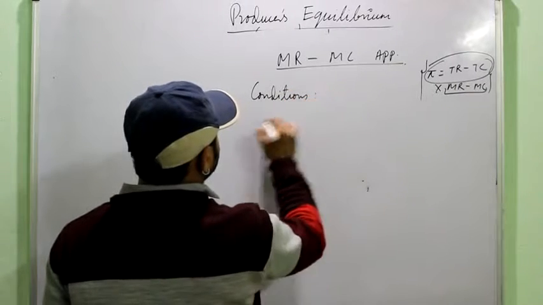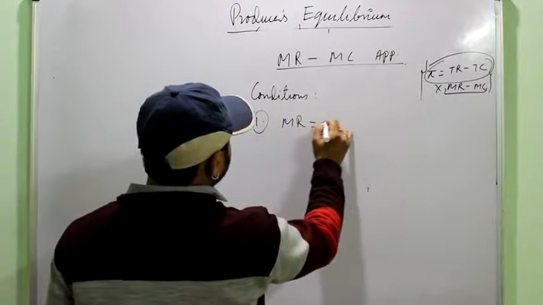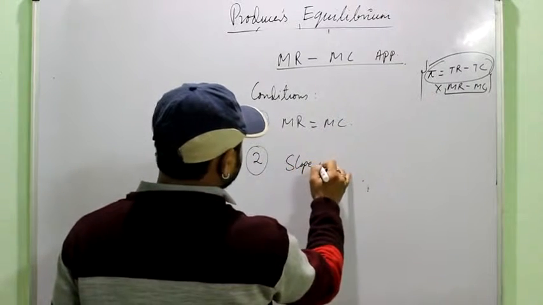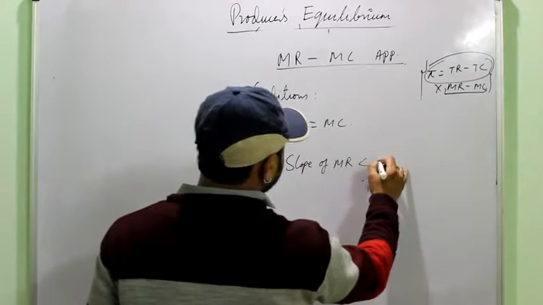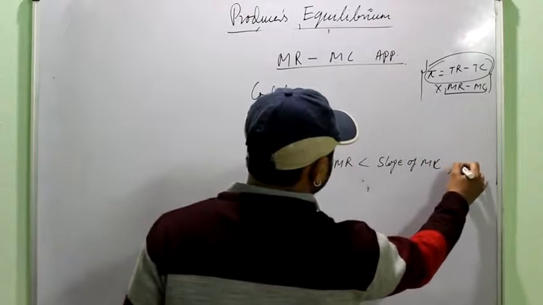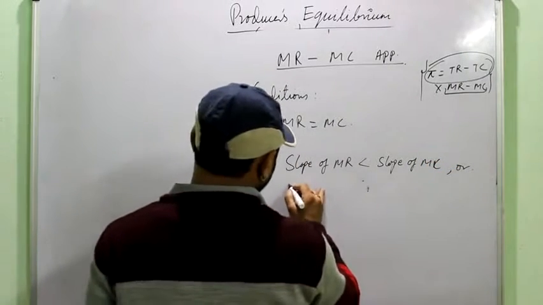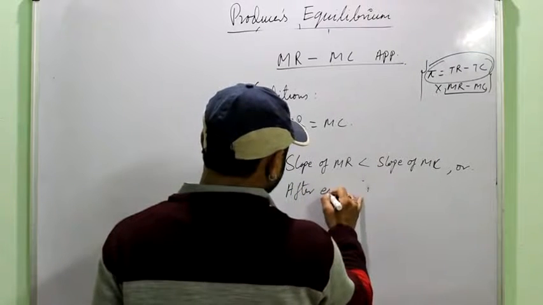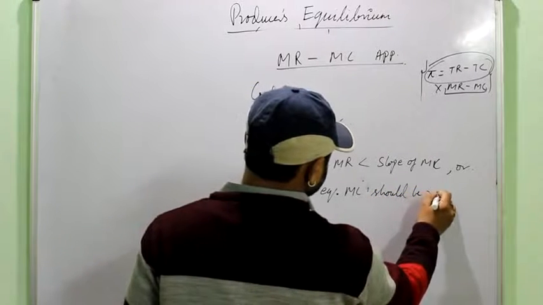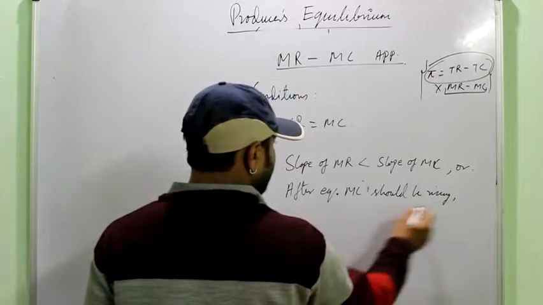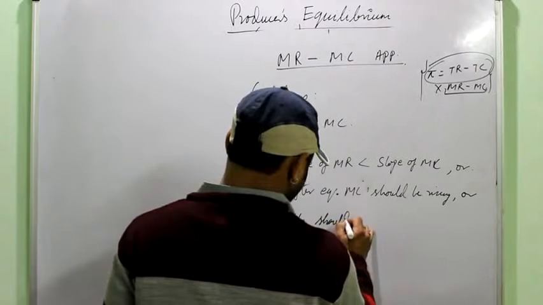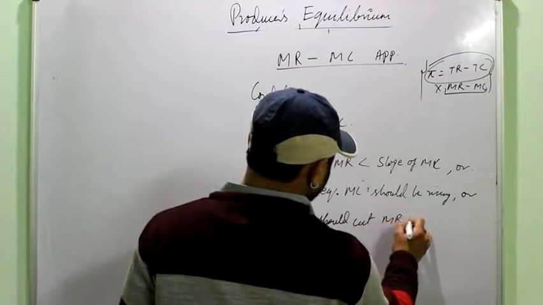We have two conditions here. First is MR is equal to MC, and second is the slope of MR should be less than the slope of MC. Or I can also say that after the equilibrium MC should be rising. Or I can also say that MC should cut MR from below.